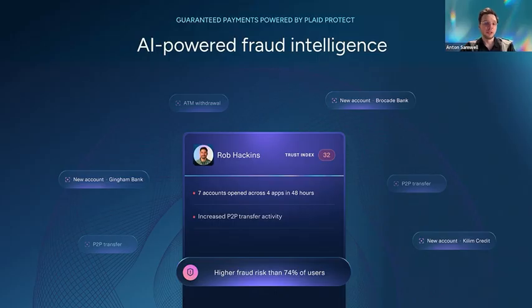That's the important distinction. Protect is not just asking, will this ACH settle? It's asking, does this user's overall financial behavior look normal? And these are related questions, but they're not the same. And when you combine them, you get a much better decision.